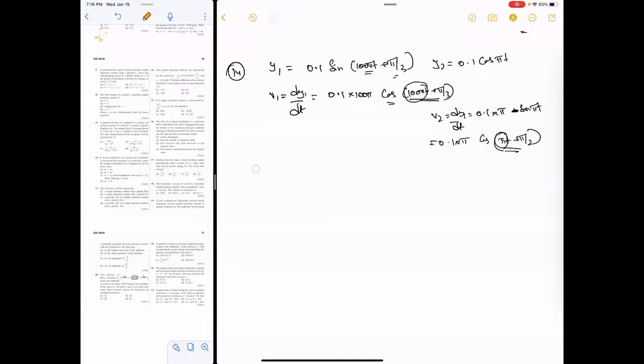That is fine. But phase, if you see, this is pi by 3, this is pi by 2. Pi by 3 means 60 degrees, pi by 2 means 90 degrees. So what is the difference? So delta theta naught is equal to 30 degrees. What is the answer?